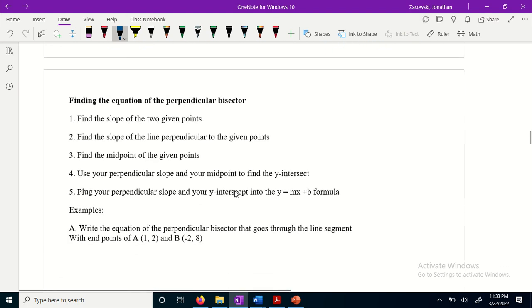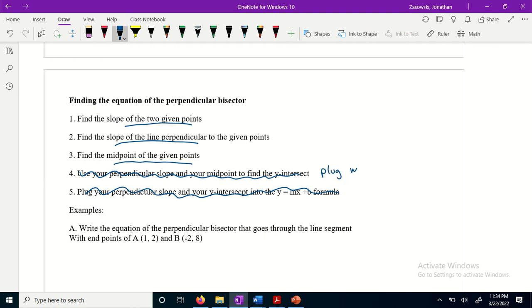Okay, so this is all we're doing for perpendicular bisectors here. Step 1, find the slope between the two given points. Step 2, determine what the slope should be if it's perpendicular to those points. Step 3, we're going to find the midpoint. Step 4, because we're not using the slope-intercept form, we're just going to plug the perpendicular slope and the midpoint into the point slope formula.